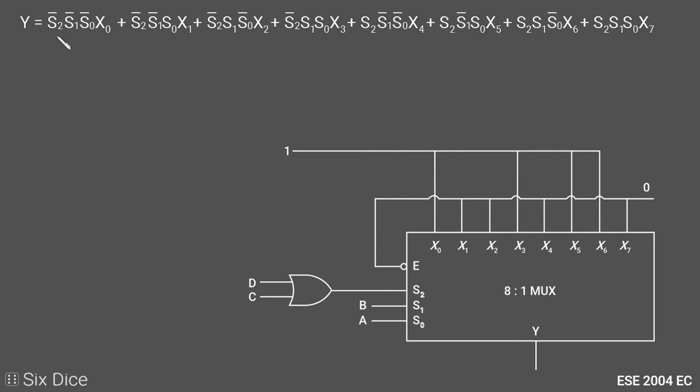Output Y will depend on different values of the select lines. So S2 bar, S1 bar, S0 bar will be multiplied with the first input X0, plus S2 bar, S1 bar, S0 into X1, plus S2 bar, S1, S0 bar, X2, plus S2 bar, S1, S0, X3, plus S2, S1 bar, S0 bar, X4, plus S2, S1 bar, S0 into X5, plus S2, S1, S0 bar into X6, plus S2, S1, S0 into X7. One is at only 4 inputs X0, X3, X5 and X6, and the others are connected to 0.